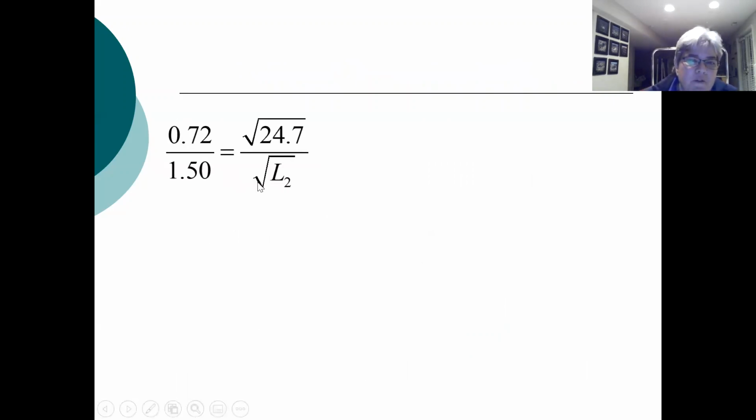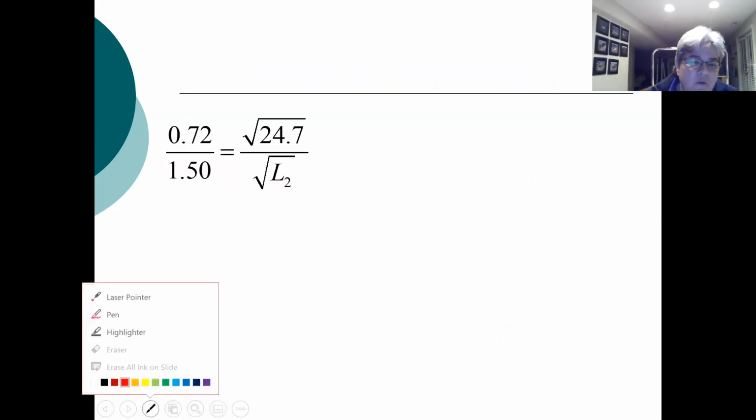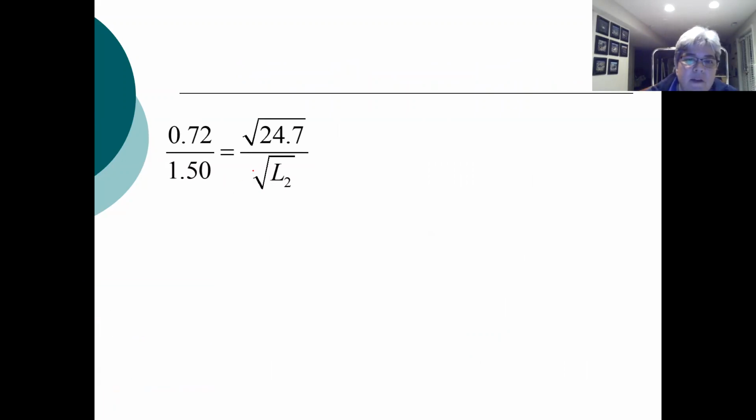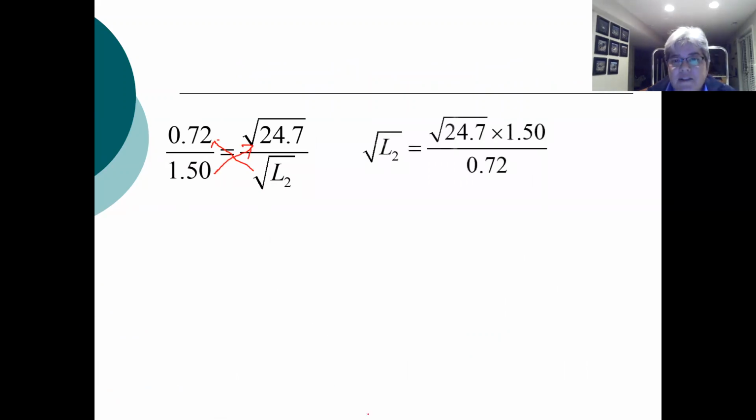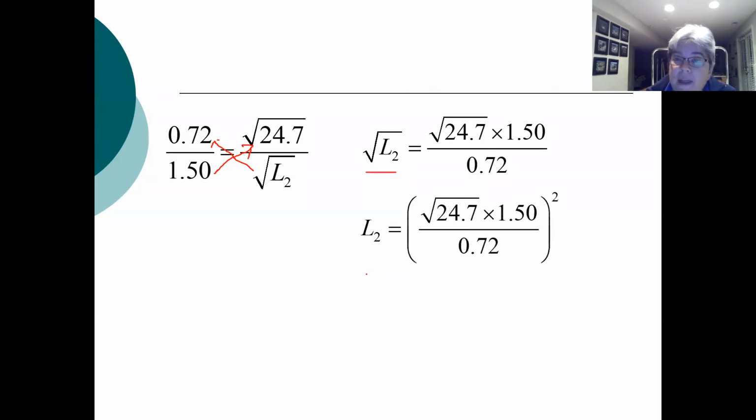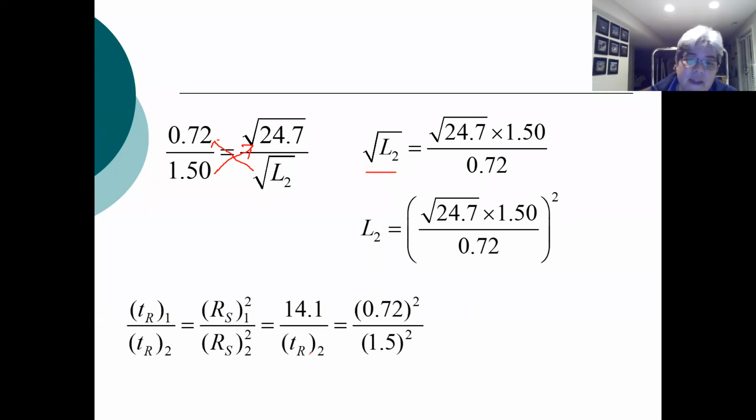Remember, all you have to do is take these and cross multiply. So we're going to bring the L over to this side of the equation and this over to this side of the equation. So you actually can set up, this is how we would solve for the square root of L. So you would just need to do this math. And then note that this is a square root, so you do need to square that answer to get L.